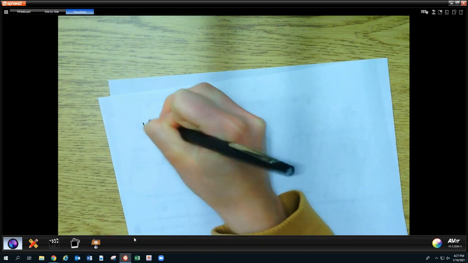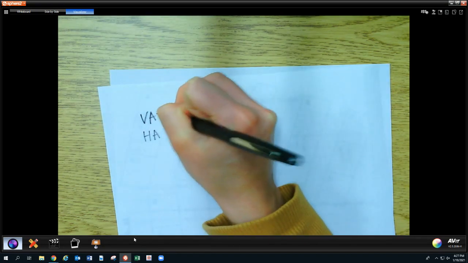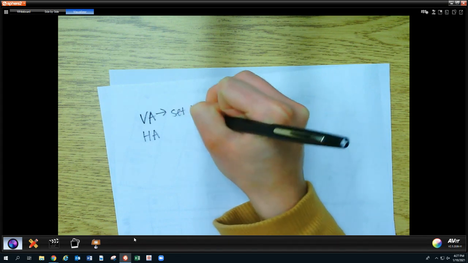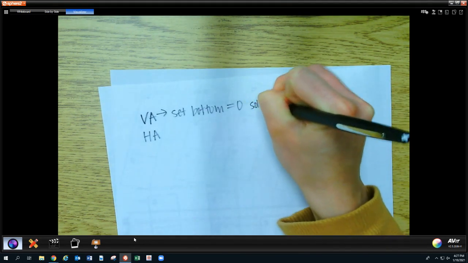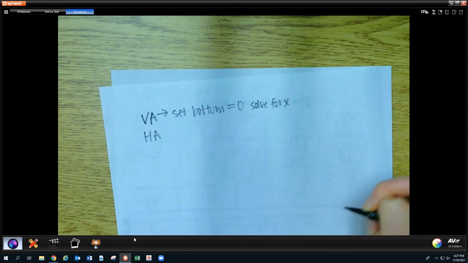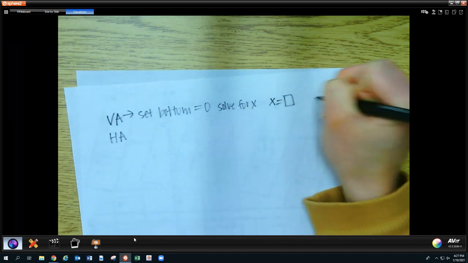All right, so this is part 2 of graphing general rational functions. As a quick reminder, when we are trying to find asymptotes, vertical asymptotes, horizontal asymptotes, it's a little more algebraic than using your transformations. For the vertical asymptote, you set the bottom of the fraction, the denominator, equal to 0 and solve for x. Since this is a vertical line, it's going to give you an x equals equation.